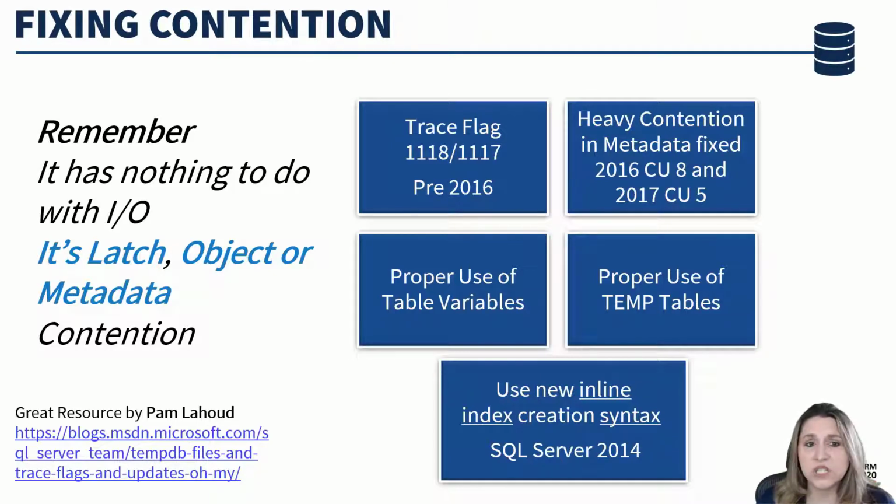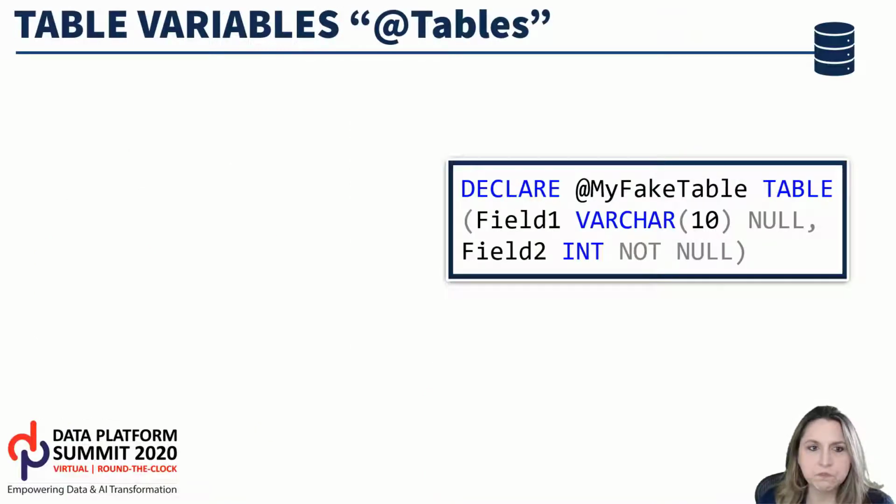Using table variables versus temp tables also makes a difference for contention. And we're going to touch on each one of those in just a minute. So deciding which one to use, which one is best, and how they actually work is important. So don't just randomly pick one. There is a logic to how you do it. There's also inline index creation that came with 2014 that actually makes a difference in contention. So if you're doing temporary index creation, definitely look at the inline syntax for that.